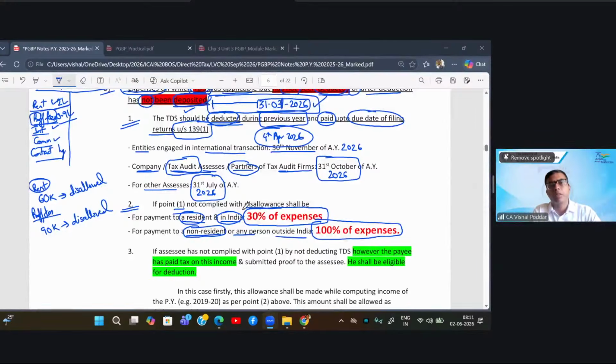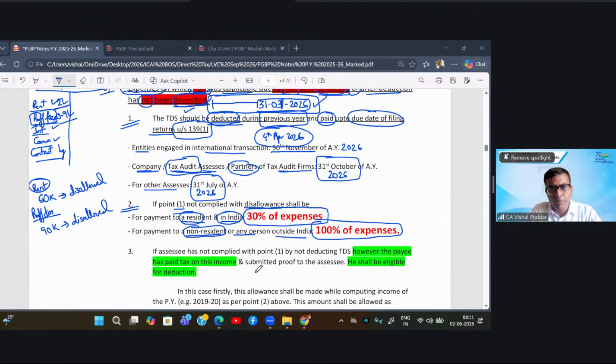How much? That depends upon whether the expense was paid to a resident and whether it is paid in India. If both conditions are satisfied, the payment is made in India and also to a resident of India, then 30% of the expense is disallowed. And if it is made to a non-resident or to any person who is staying outside India, that is, the payment was sent outside India, then 100% of the expense is disallowed.